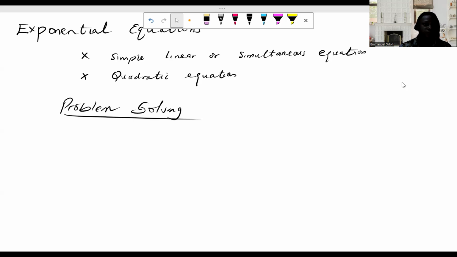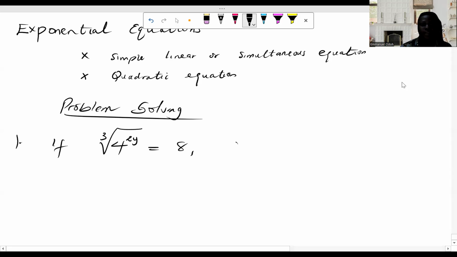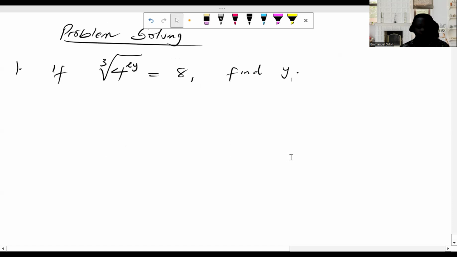The first one we're going to look at is: if the cube root of 4 to the power of 2y is equal to 8, find y. These are questions that fall under exponential equations, and you will see this in JAMB and WAEC very, very well. So, how do we solve this problem?